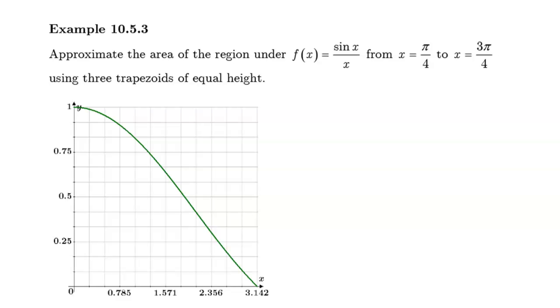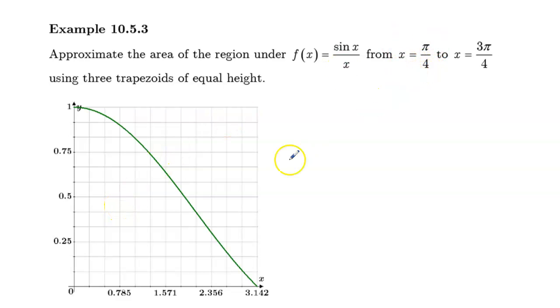In this video, we're going to take a look at example 10.5.3, where we approximate the area of a region underneath sort of an unusual curve using the trapezoidal approximation method. So here's our curve. It's given by f of x equals sine x over x. And our boundaries are from x equals pi over 4 to x equals 3 pi over 4.